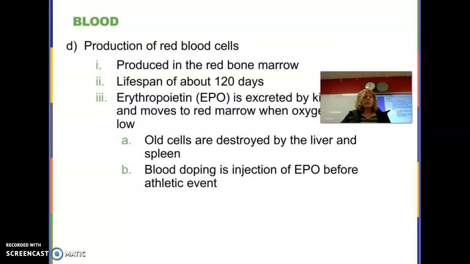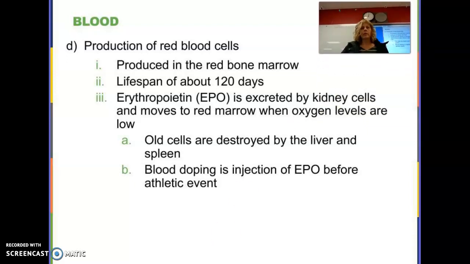Production of red blood cells, again, we already said they are produced in the bone marrow, in the red bone marrow specifically. They live about 120 days.